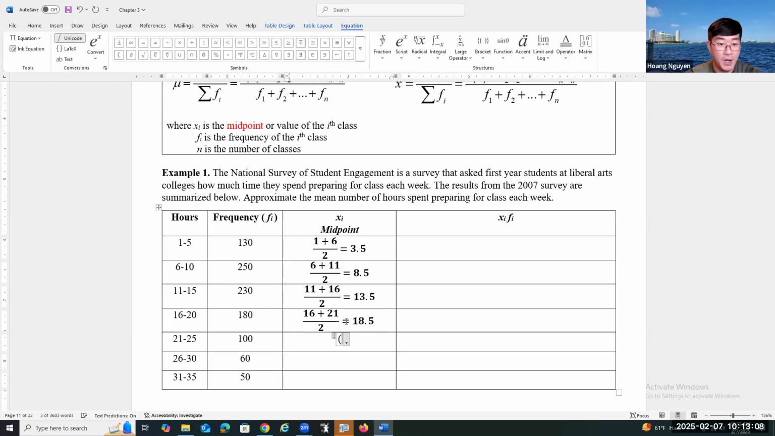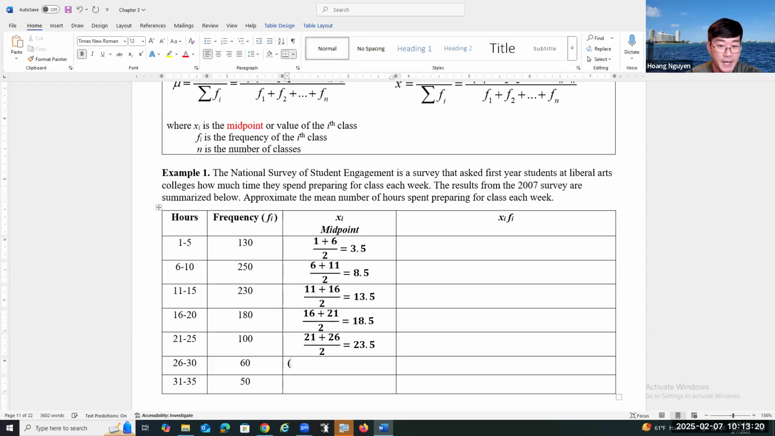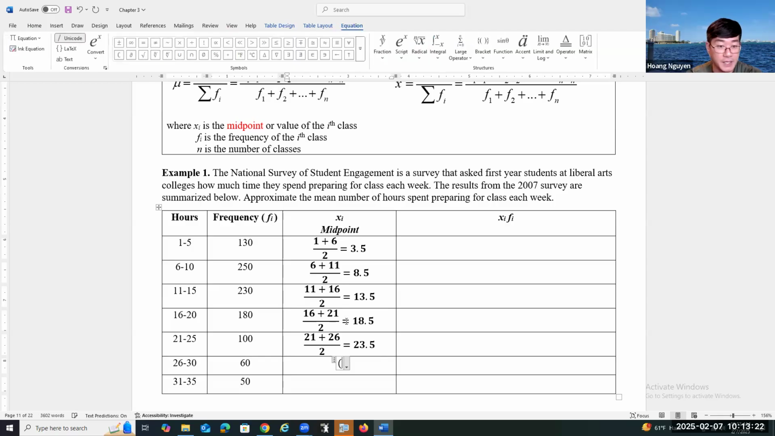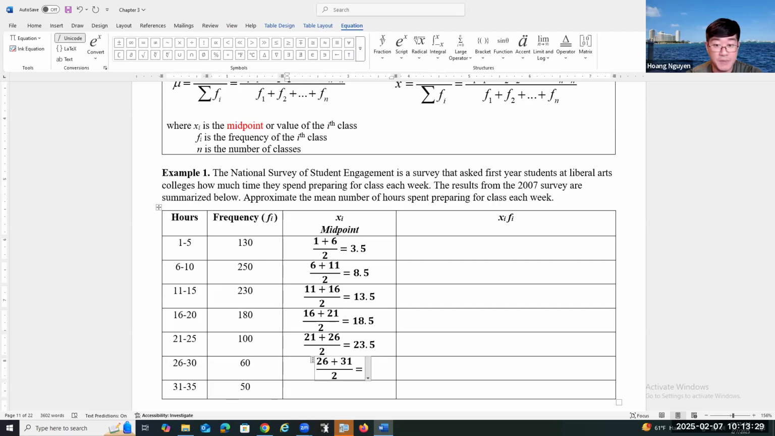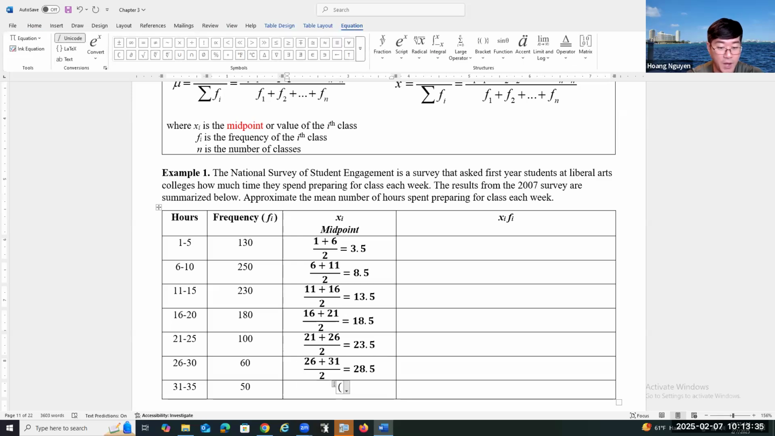Okay, we're going to keep going. So we're going to get 21 plus 26 divided by 2. 21 plus 26 is 47. 47 divided by 2 is going to be 23.5. And the next one we will do is 26 plus 31 divided by 2. So that's going to be 57, so 28.5.